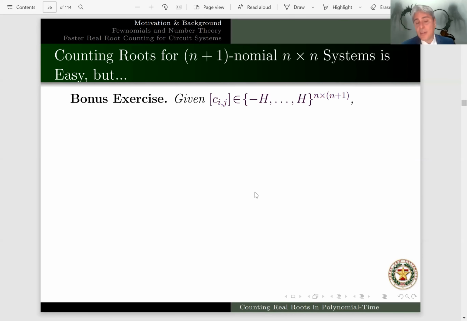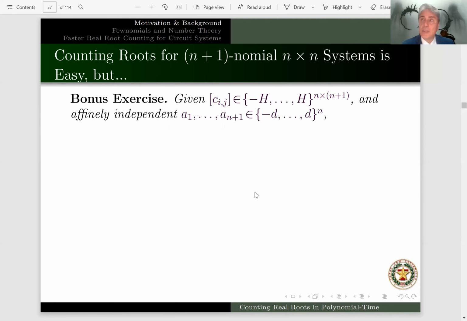Here's the bonus exercise. Suppose you have coefficients c_ij, and let's control things. So now I'm going to start really getting into the details. I'm going to assume the coefficients are integers between negative h and h. This is a natural way to measure things, and eventually I'm going to talk about algorithms that are polynomial in log h. That's my coefficient matrix. Let's look at affinely independent exponent vectors, and they have coordinates between negative d and d.